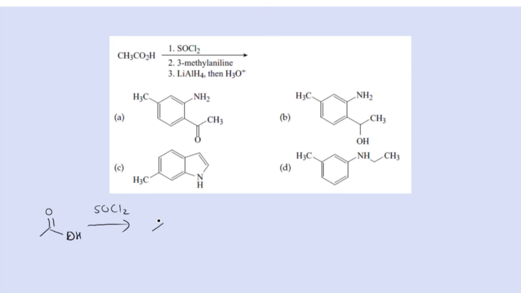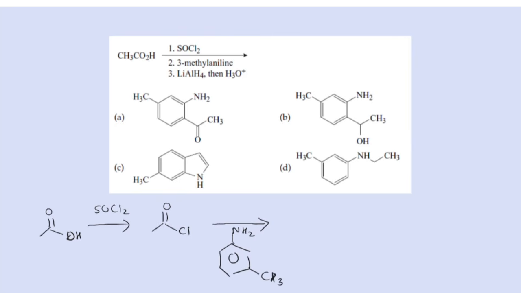This is a simple nucleophilic substitution reaction and it is going to form the acid chloride. So in this case, it is ethanoyl chloride. This is one of the derivatives of carboxylic acid as it is prepared from the carboxylic acid. Now, this acid chloride is treated with 3-methyl aniline. So what is the structure of 3-methyl aniline? You have to write that in detail so that you can predict the next product.